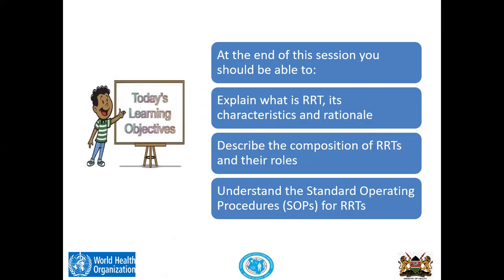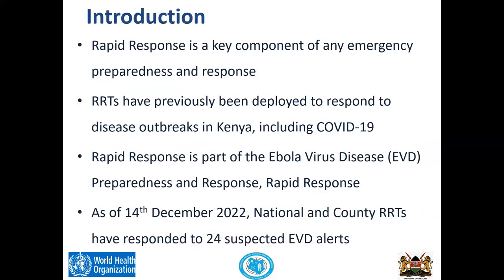We have a few learning objectives. The first one is to be able to explain what an RRT is, the characteristics of this team, and the rationale behind its composition. Also, at the end of this presentation, we should be able to describe the composition of the teams and their particular roles before and during emergencies. And then we should be able to understand the standard operating procedures that guide how these teams operate.